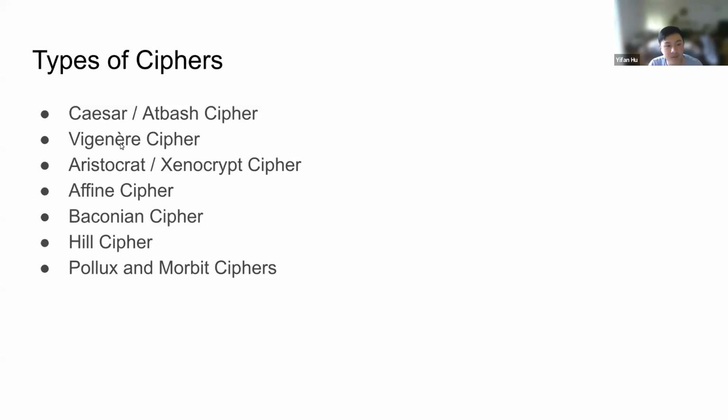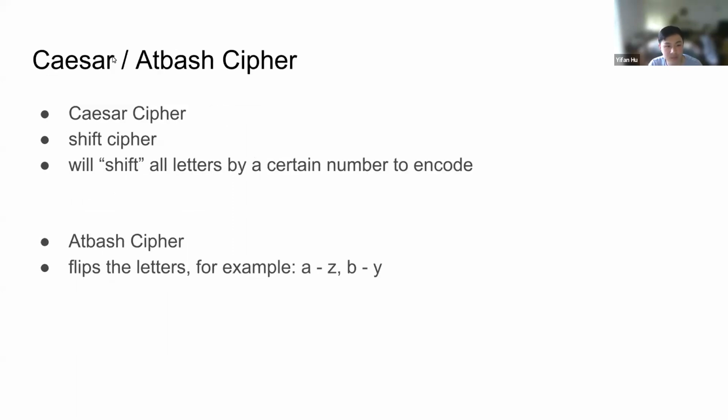Okay. There's a Vigenère cipher, aristocrat / xenocrypt cipher, affine cipher, Baconian cipher, Hill cipher, and Pollux and Morbit ciphers. So the Caesar cipher is a shift cipher, and it will shift all the letters by a certain number to encode and decode.